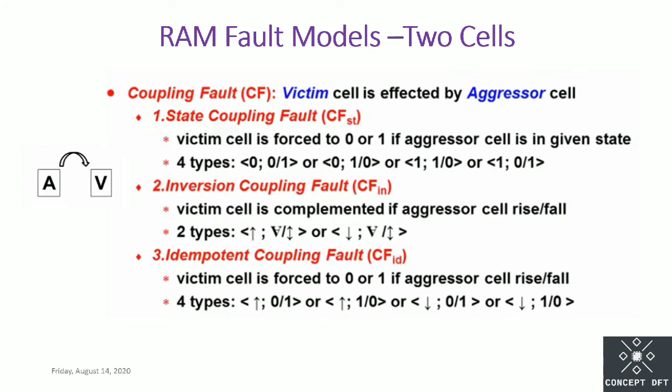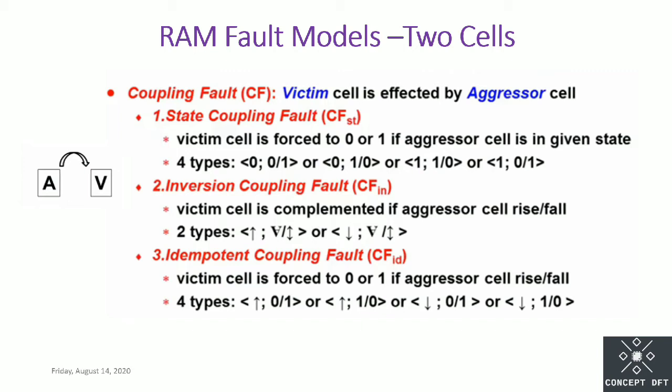RAM fault models of two cells. In this terminology, we will consider one cell as an aggressor and another one as a victim. So, coupling faults: victim cell is affected by an aggressor cell. Three types of coupling faults are there, which are state coupling fault, inversion coupling fault, and idempotent coupling fault.